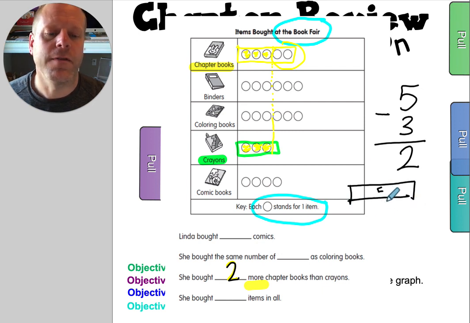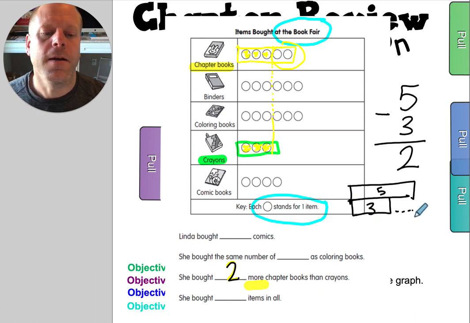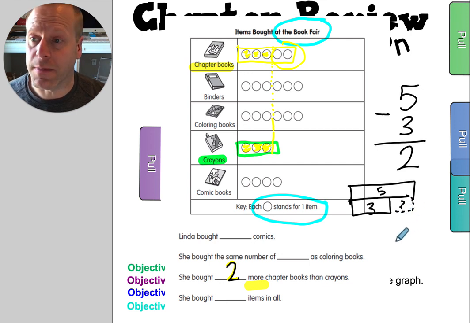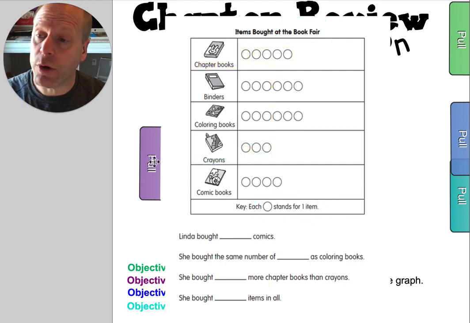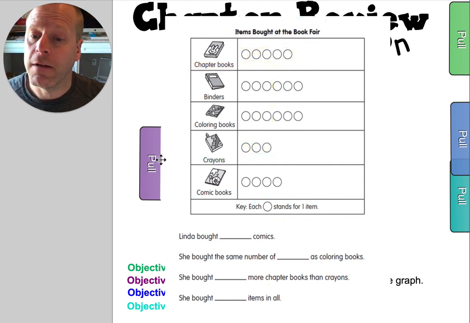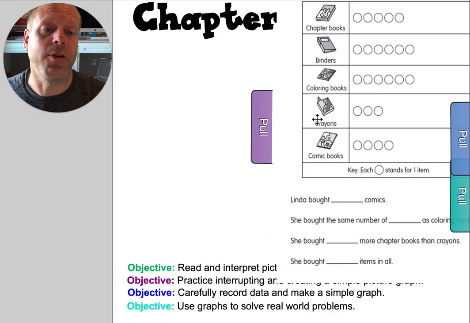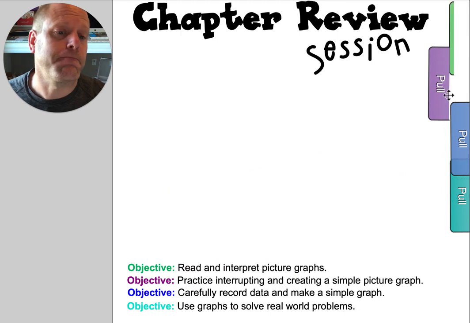Here's the 5. Here's the 3. That is what we were solving for. So we had to subtract to find the missing part. So that's the second kind of question you're going to have, where they give you a graph already made and you answer questions about it. That's called interpreting or answering questions about a graph. That's going to be on the test.